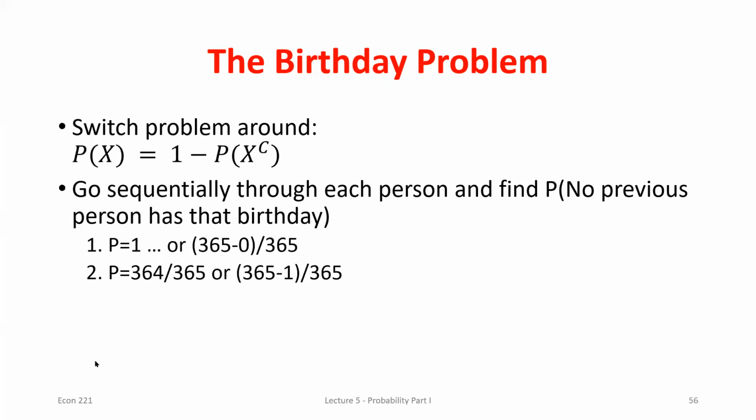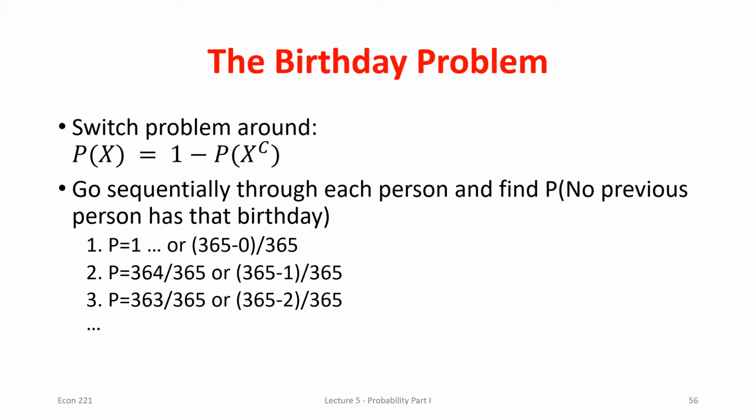The second person I ask of those 35, though, well, now there's only 364 other days that they could have a birthday on that wouldn't be the same as the first person. Right? So the probability they have a unique birthday is 364 out of 365. And the third person, well, now there's 2 days that they can't have a birthday on. So the probability they have a unique birthday is 363 days out of the 365. And I continue to do this all the way up to that 35th person to get these probabilities.